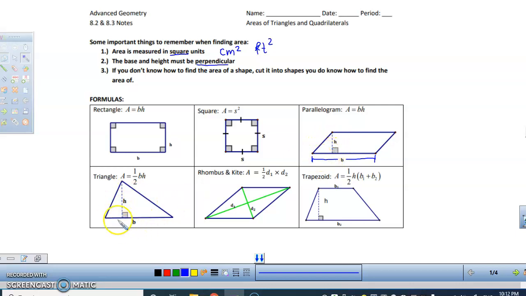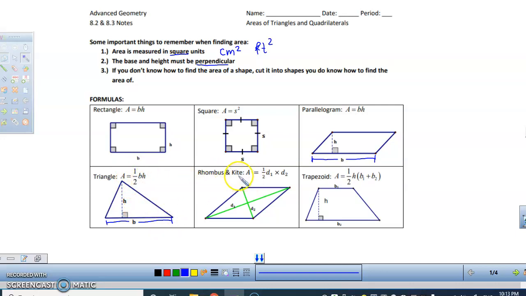Okay, same with triangles. So triangles, you're going to use, again, a perpendicular height, and the base goes all the way across here. And this is half of a parallelogram. So you just do 1/2 base times that perpendicular height.